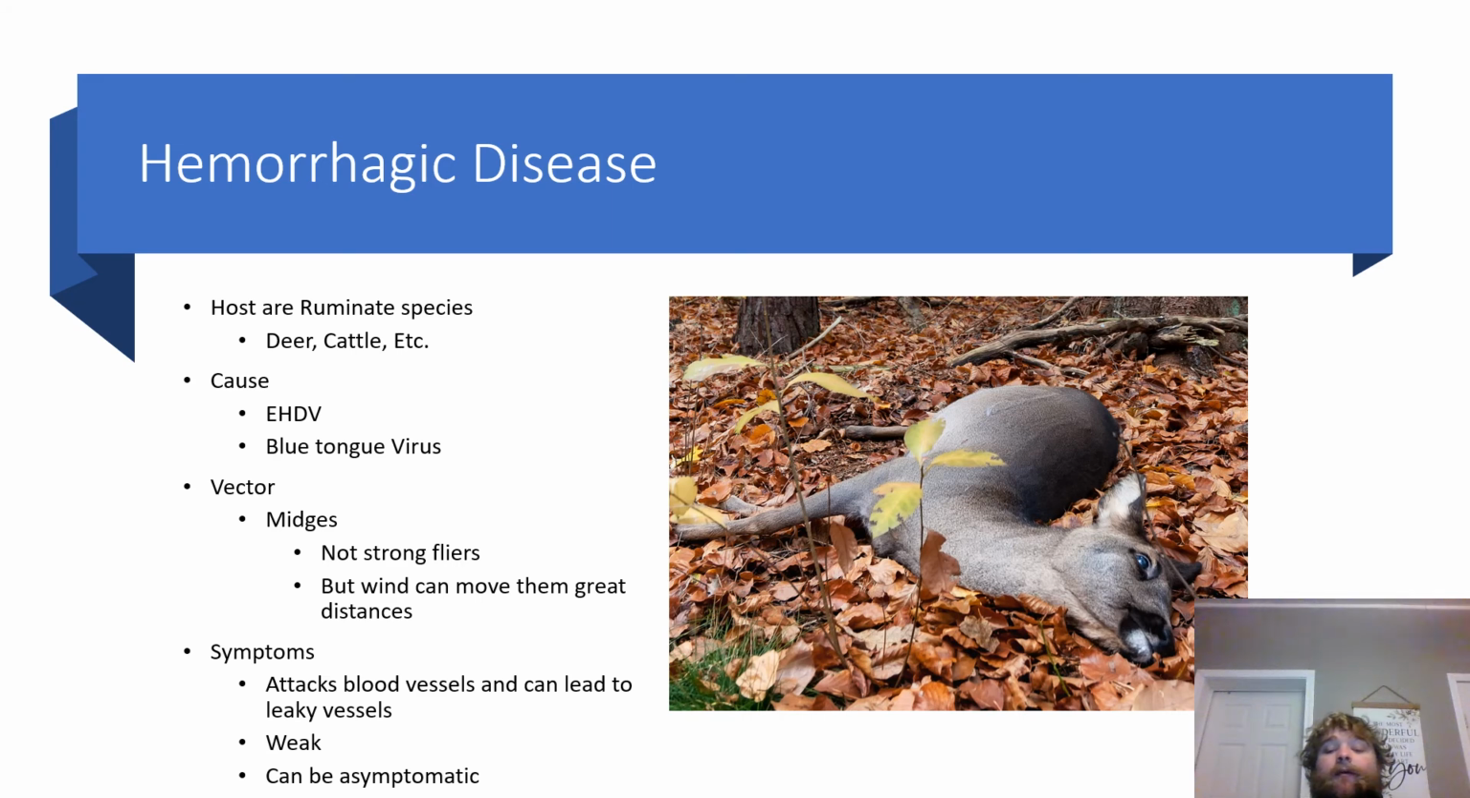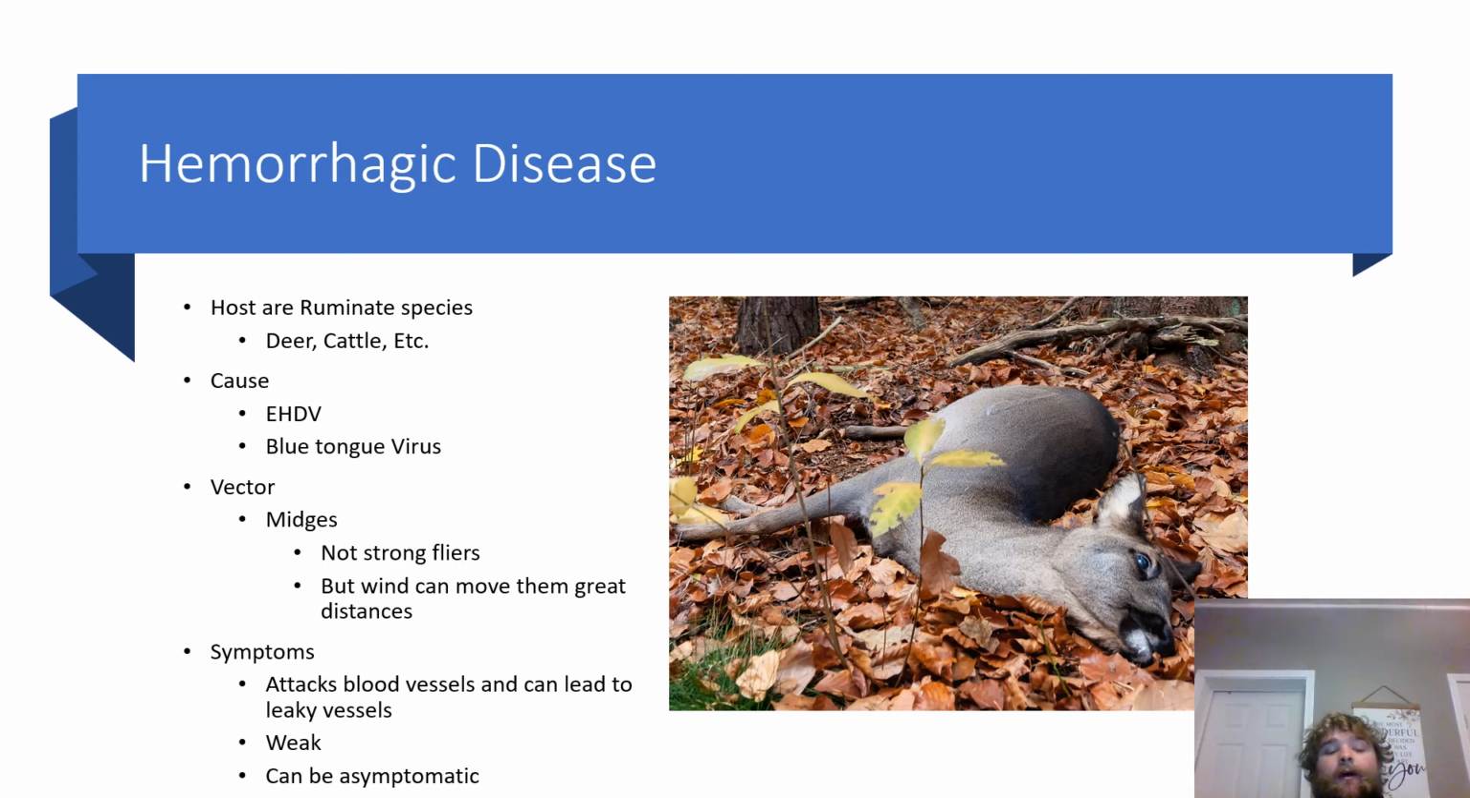One is the bluetongue virus. The vector, or the way it spreads, is through midges. And while a midge is not a strong flyer, midges are very small and they can move great distances from wind currents. So if you can imagine a midge is on an infected deer and becomes infected, and it's in one population, then a strong wind current can move this midge to other deer or even another population of deer. So multiple populations can be infected, as well as the entire single population.